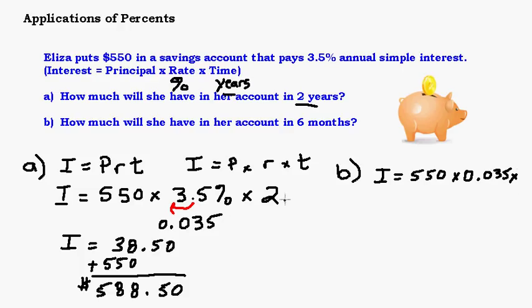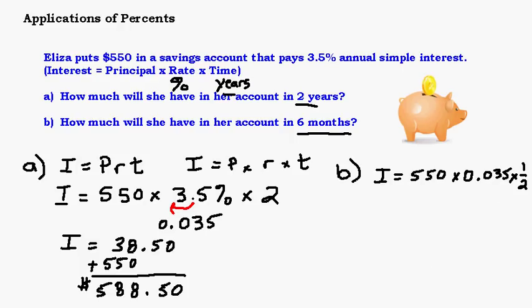But now, 6 months, that's not even a whole year. And we can't put a 6 here. If we put a 6 here, it's going to mean 6 years. We have to think of how much of a year this is, 6 months. What part of a year is that? Hopefully you've come up with 1/2. It's 1/2 of a year. 6 months is 1/2 of a year.